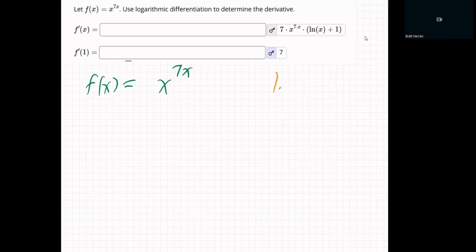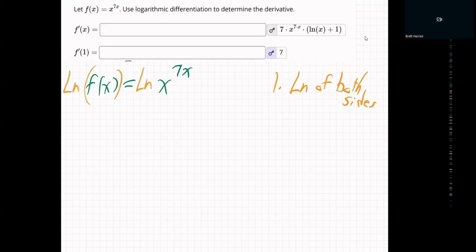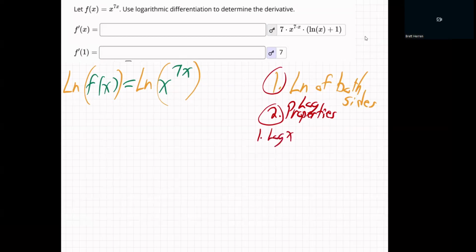So what do we do? Step number one, you take the ln of both sides. You go ln of the left side and ln of the right side. And then step number two, you use the log properties. What are the log properties? Log property number one says that the log of x times y is the log of x plus the log of y.